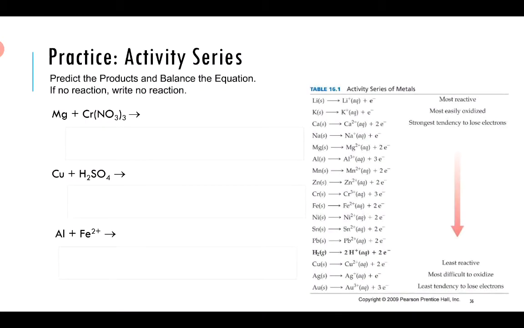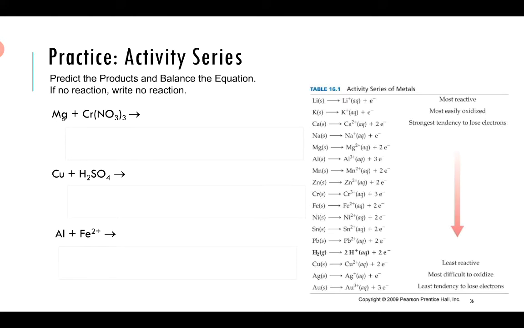So here's a practice problem for you. Go ahead and pause the video and see if you can work it out. You're supposed to be predicting the products and balancing the equation. If no reaction happens, then you should write no reaction. Okay, hopefully you have an answer. If not, you should be pausing the video, working it out. All right, let's work this out.